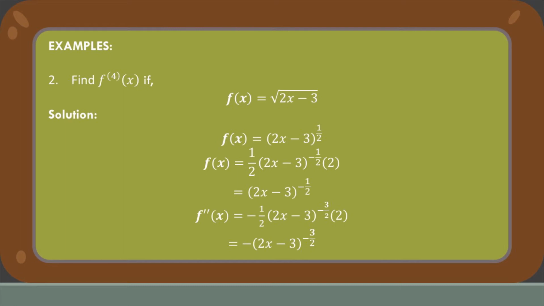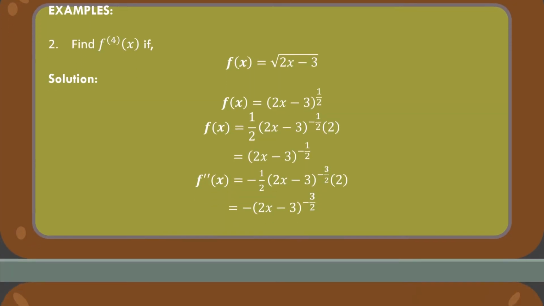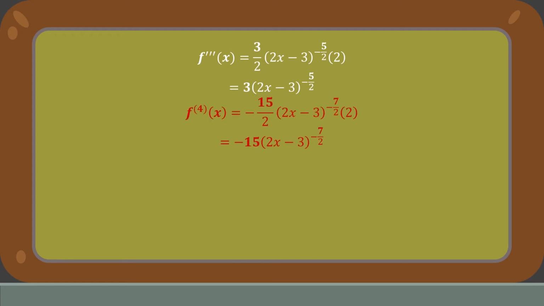Next, the second derivative of the function, we have negative 1/2 times the quantity 2x minus 3 raised to negative 3/2 times 2, or simply equals negative the quantity 2x minus 3 raised to negative 3/2. Next, we take the third derivative of the function. We have 3/2 times the quantity 2x minus 3 raised to the power of negative 5 over 2 times 2, or simply we have 3 times the quantity 2x minus 3 raised to negative 5 over 2.